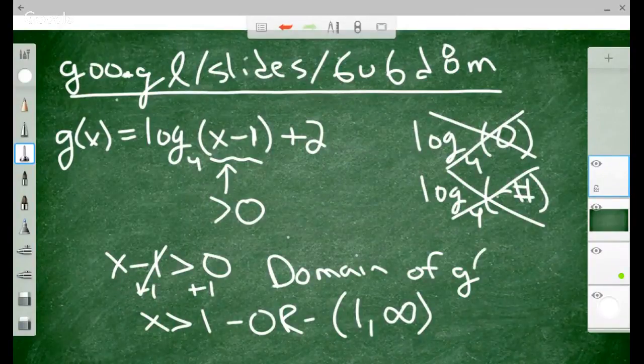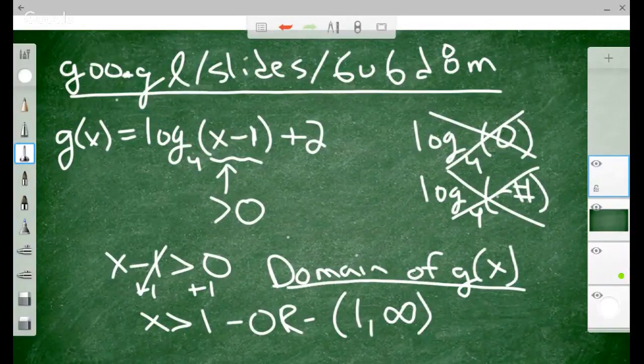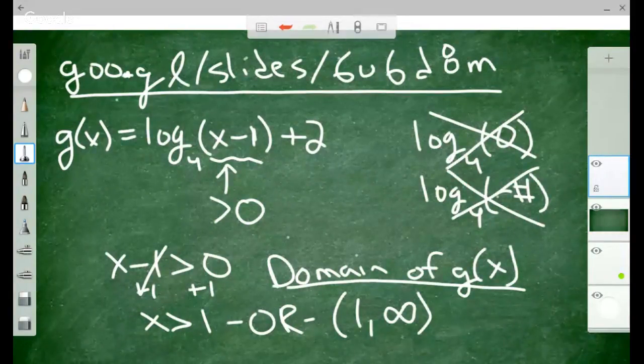Okay, I will say that the range is a little bit trickier in the sense of there's not really anything that you can plug in, or in this case, like we set the inside equal to greater than 0, and then we just solve for x. The range, you have to really be more familiar with the function. So actually for all logarithms, the range will always be all real numbers. Okay, so that's just something that you want to keep in mind. But that's how you would find the domain of that.